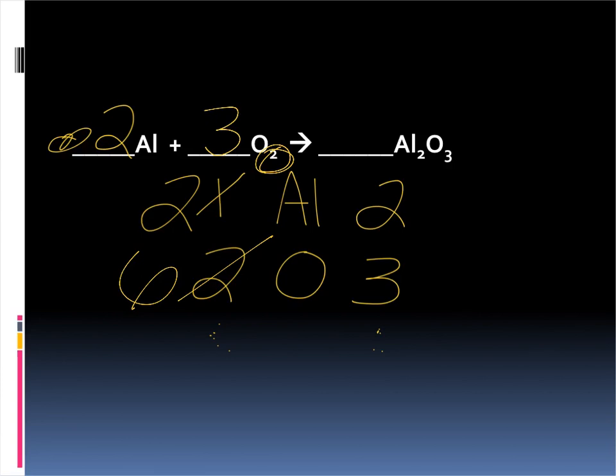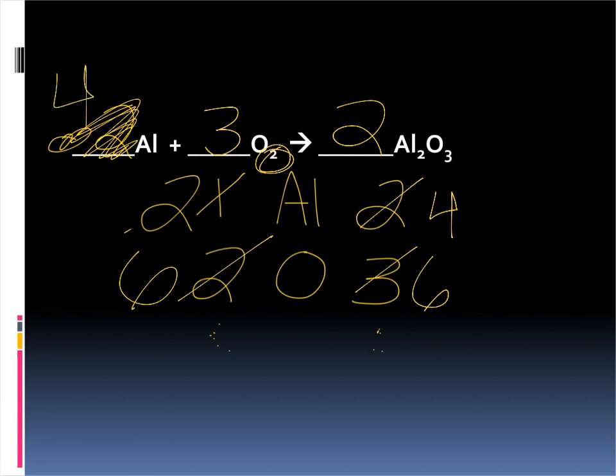All right, then over here on the oxygen side, we've got 3 of them. So a 2 in front would give me 6 oxygens. Now, this also affects my aluminums, so now I have 4 of those. Oxygens are balanced, but now my aluminums aren't again. So the only way for me to fix aluminum is to cross out this 2 and make that a 4.